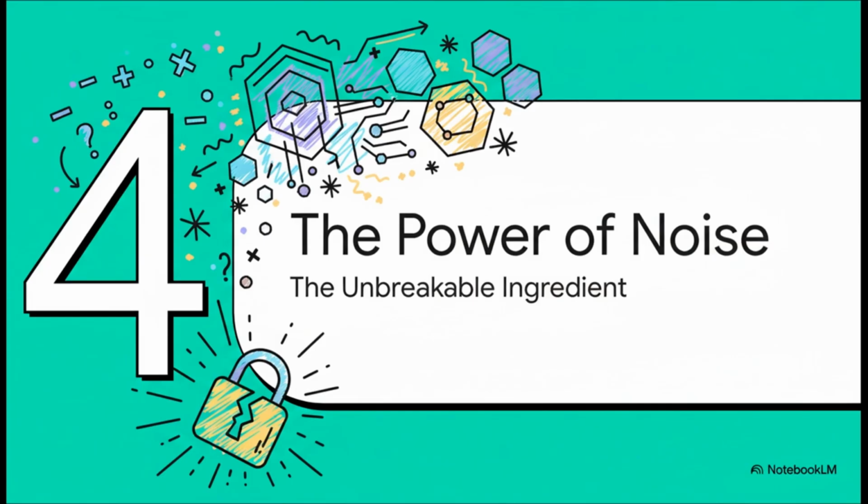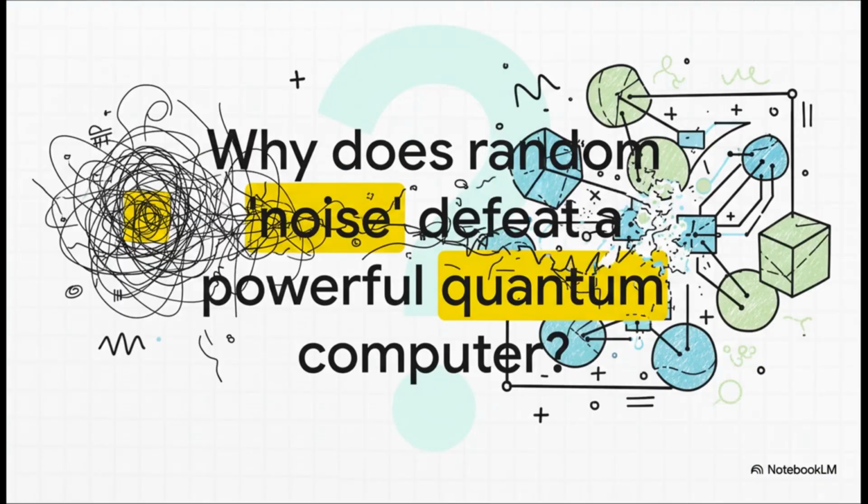Now, you might be thinking, hold on, why would you add an error? Isn't math supposed to be perfect? And that's a great question. But in this case, that little bit of intentional messiness, that noise, is the secret ingredient. It's the very thing that makes this new lock unbreakable. And this really is the key to our whole story. How on earth does a tiny bit of random chaos manage to defeat one of the most powerful computing tools humanity has ever dreamed up?